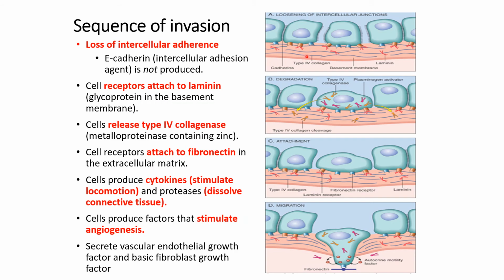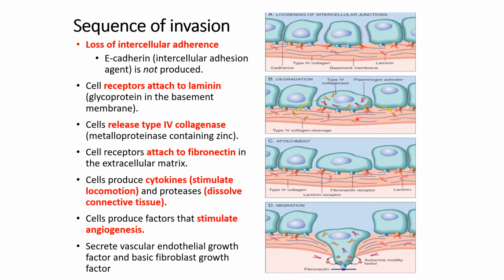For invasion to occur, a sequence of events has to develop. First of all, there is loss of intercellular adherence with the non-production of E-cadherin. Then the cell will attach to laminin, which is the glycoprotein in the basement membrane. The cell will then release type 4 collagenase, which will digest the basement membrane, which is made up of type 4 collagen.